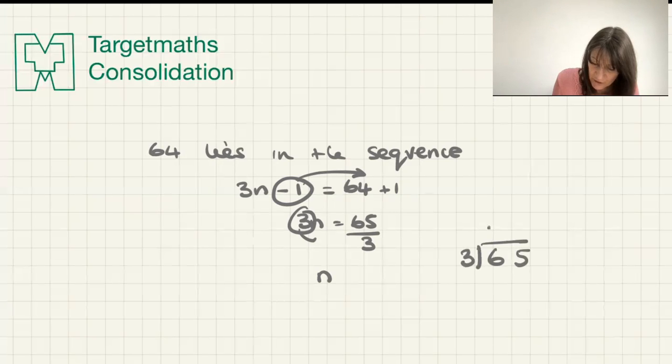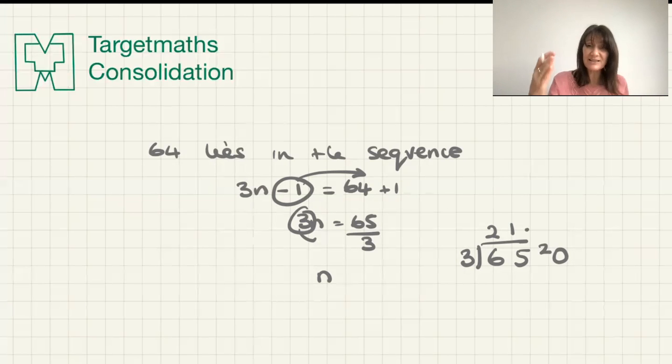3's into 6 go 2. 3's into 5 go 1. And there's 2 left over. Stick a 0, stick a decimal. But actually, I don't even need to keep going. That is enough to show me it doesn't go exactly. I've gone into decimals now. It doesn't matter to me what the decimal is. I've gone into decimals, so I can answer this question.